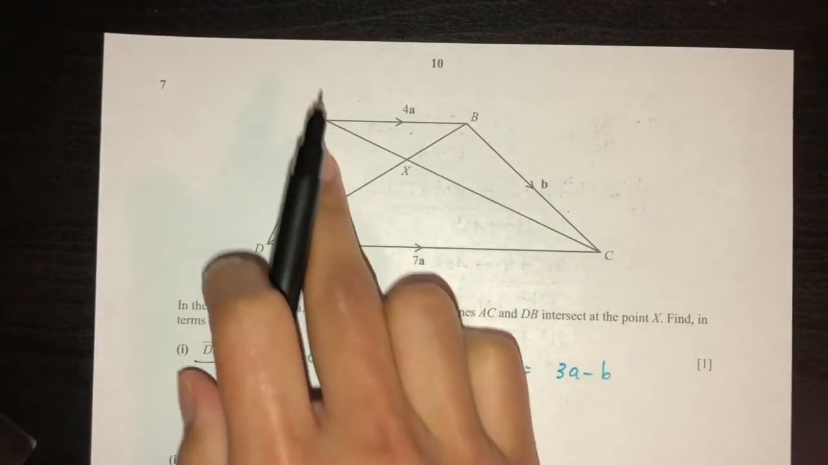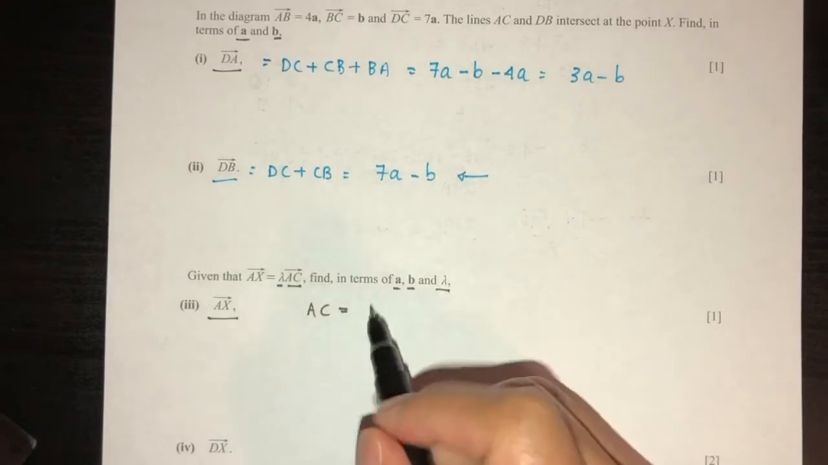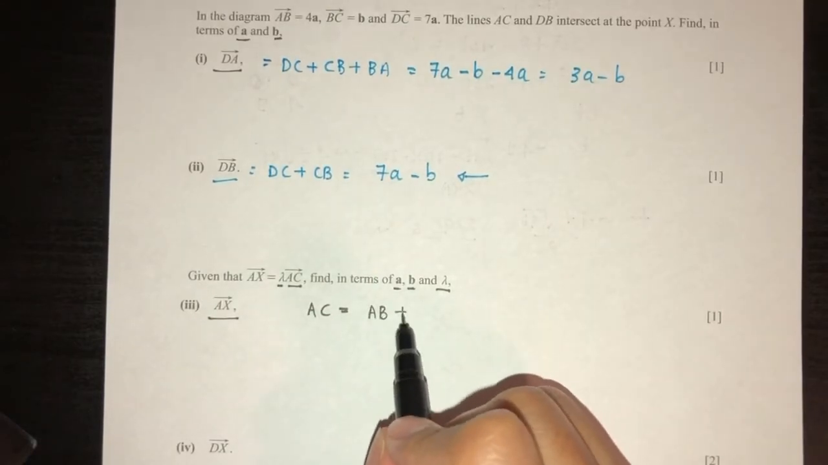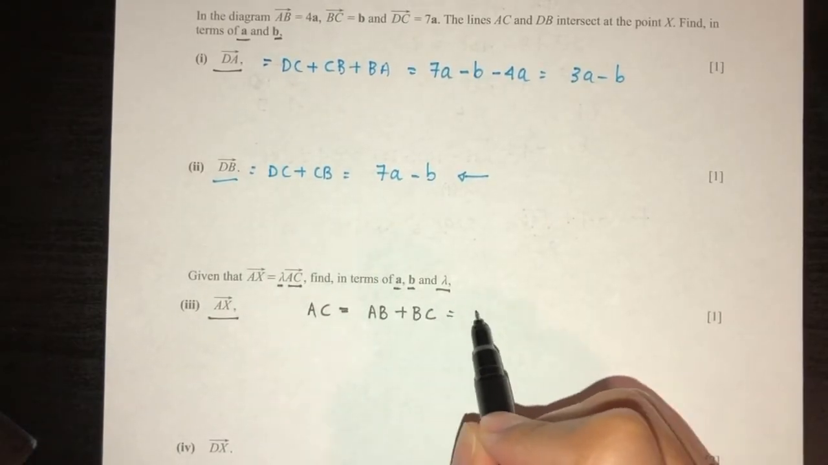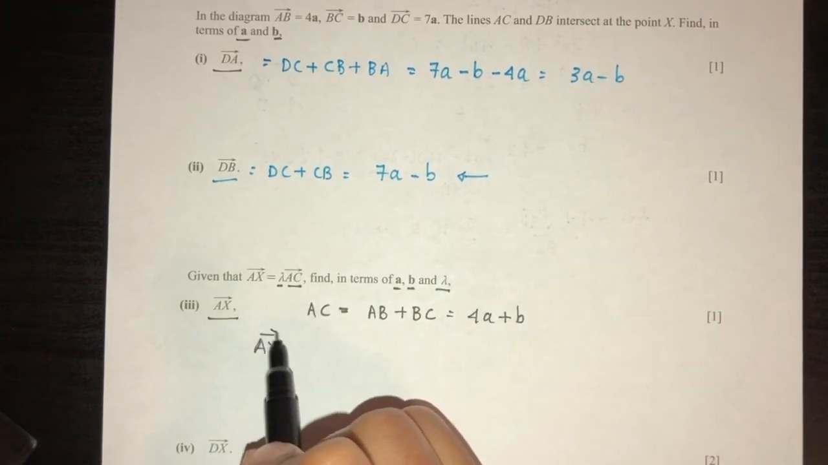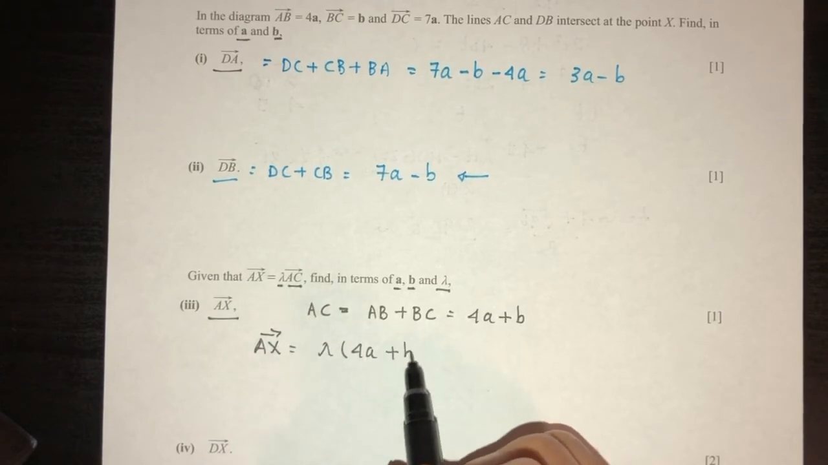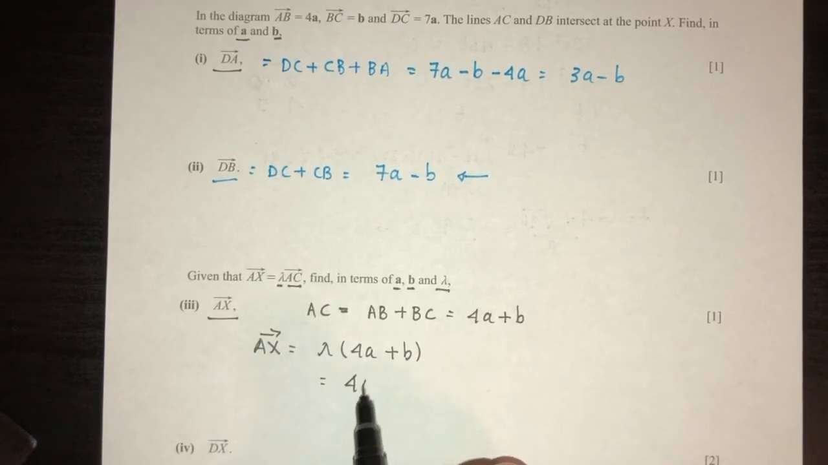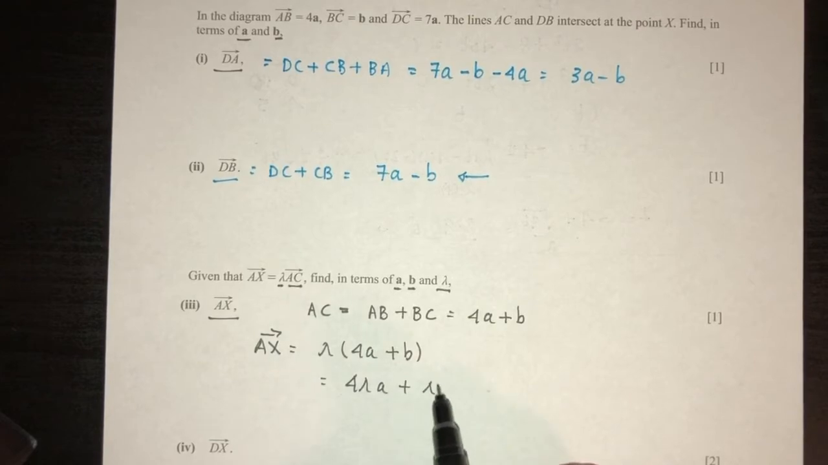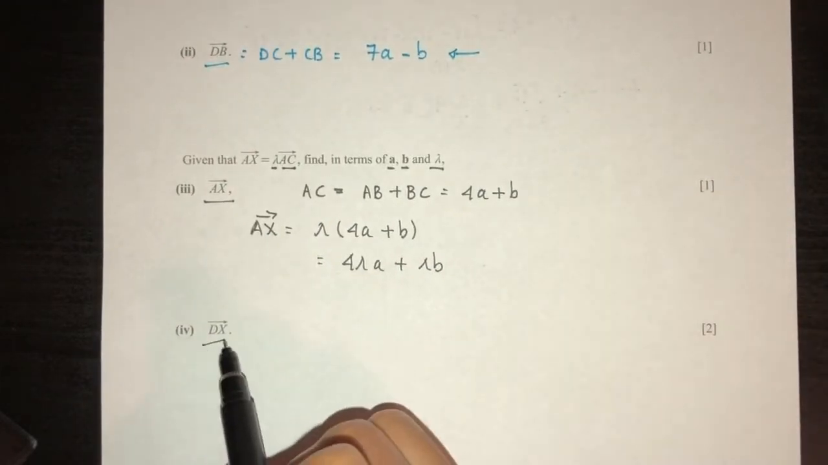AC is given by, according to the diagram, A going to B plus B going to C. That will be 4a plus b. So AX has to be lambda times 4a plus b, which is 4 lambda a plus lambda b. That is part 3. Now part 4 is find DX.